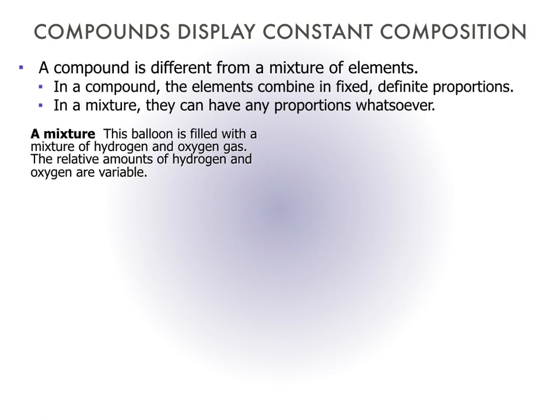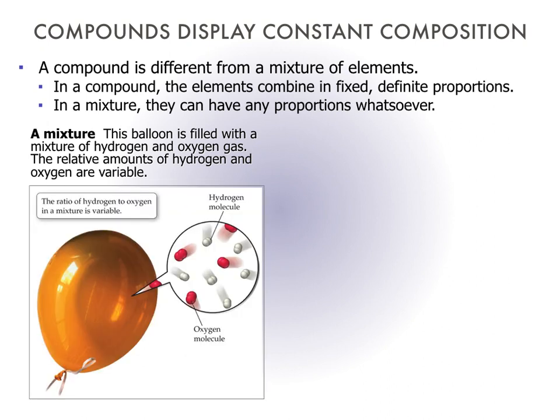So for a mixture, this balloon right here is filled with a mixture of hydrogen and oxygen gas. The relative amounts of hydrogen and oxygen are variable, but it's important to know that when we look on a molecular level within the balloon, hydrogen is a diatomic, so it's 2 hydrogen atoms chemically bound together, and oxygen is also a diatomic, meaning it's always two oxygen atoms chemically bound together.